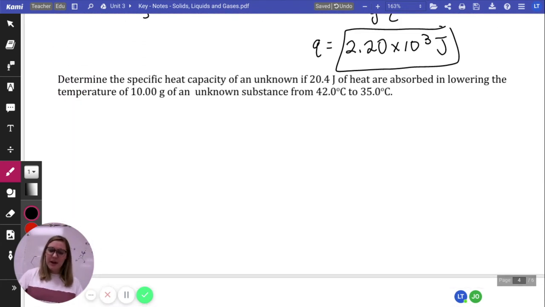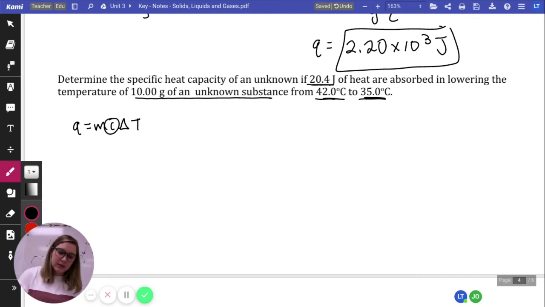All right, now let's do this one. This one says determine the specific heat capacity of an unknown if 20.4 joules of heat are absorbed in lowering the temperature of 10 grams of an unknown substance from 42 degrees Celsius to 35 degrees Celsius. Okay, so this time I have Q equals MC delta T, but I'm trying to solve for C. So that means C is equal to our heat divided by M delta T.